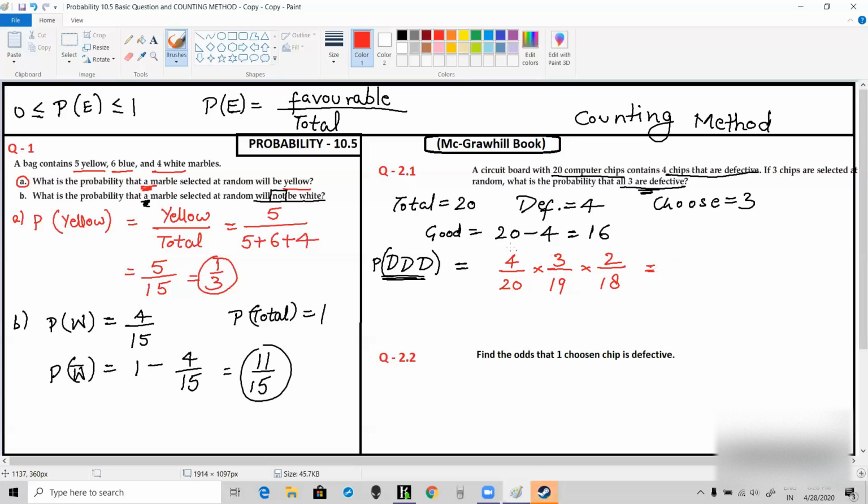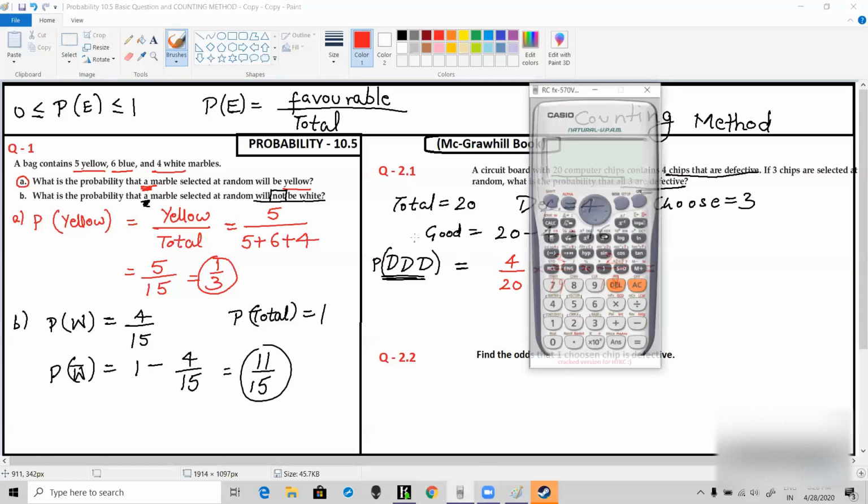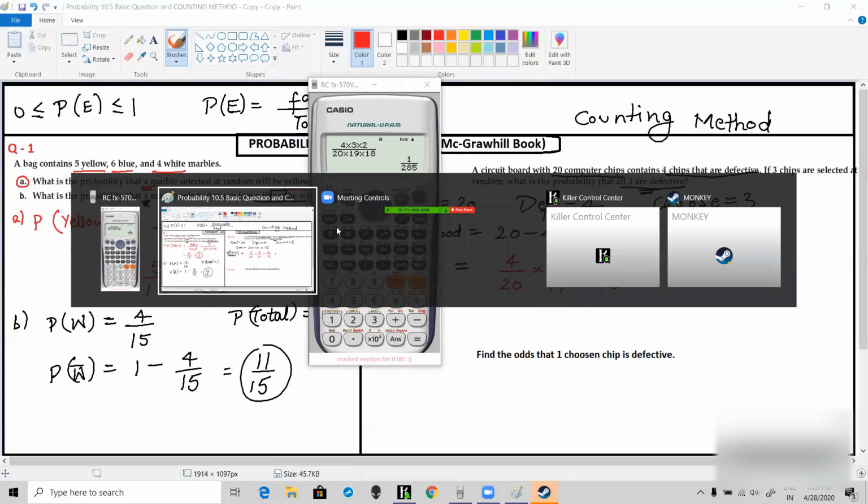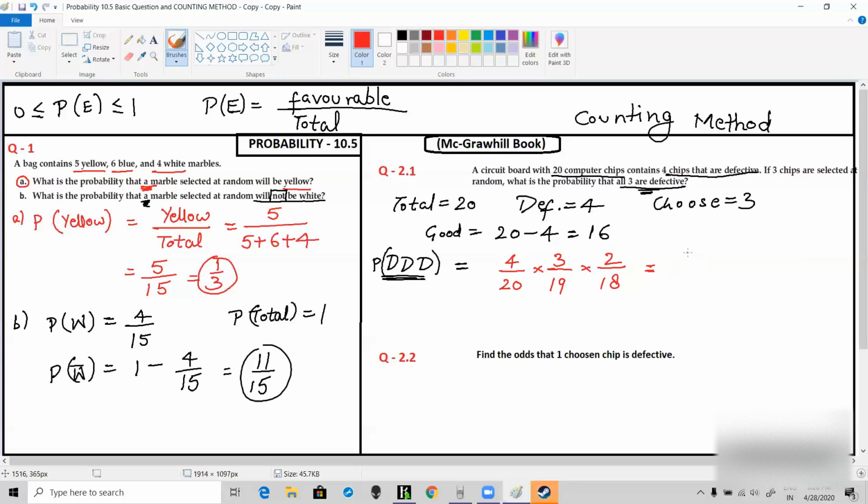Now, if you will solve that manually or by calculator, I'll just show you. Actually, this is kind of interesting. If you want to do it on calculator, it's a good idea to choose this. Write 4 times 3 times 2, and under it you write 20 times 19 times 18, and you get 1 over 285. So that is the probability that all 3 of them are defective. Only one chance out of 285 possible cases.